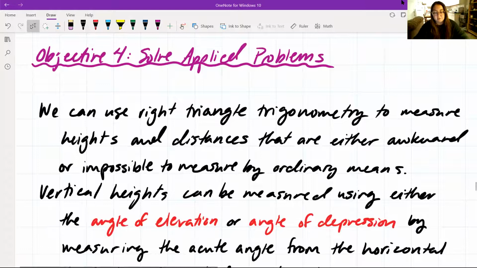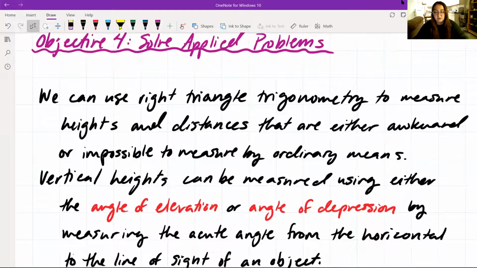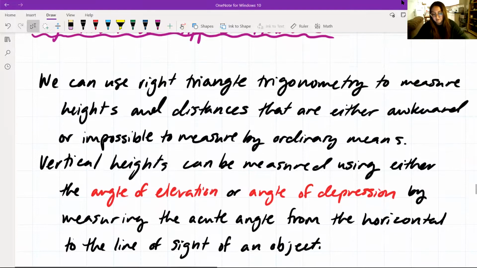So all right, objective 4, we're going to solve applied problems. So we can use right triangle trigonometry to measure heights and distances that are either awkward or impossible to measure by ordinary means. Vertical heights can be measured using either the angle of elevation or the angle of depression by measuring the acute angle from the horizontal to the line of sight of an object.